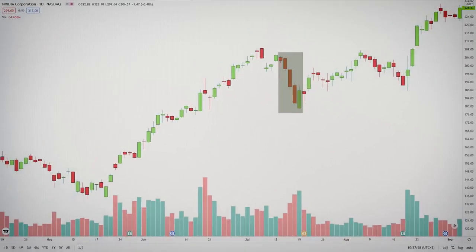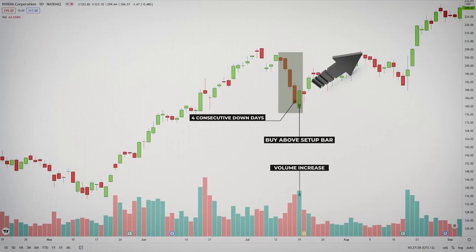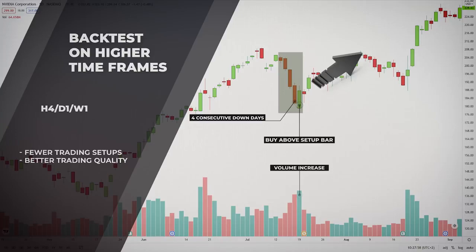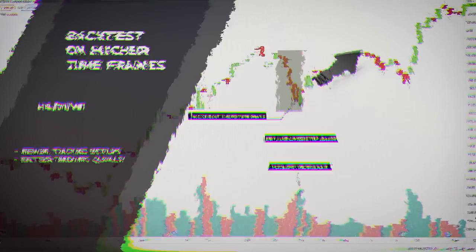Using the market structure to filter consecutive up or down days is a simple method to make sure that we take only the low-risk setups and stick with the higher time frames if you decide to backtest this strategy. There will be fewer trading setups. However, it's a worthwhile sacrifice for better trading quality.